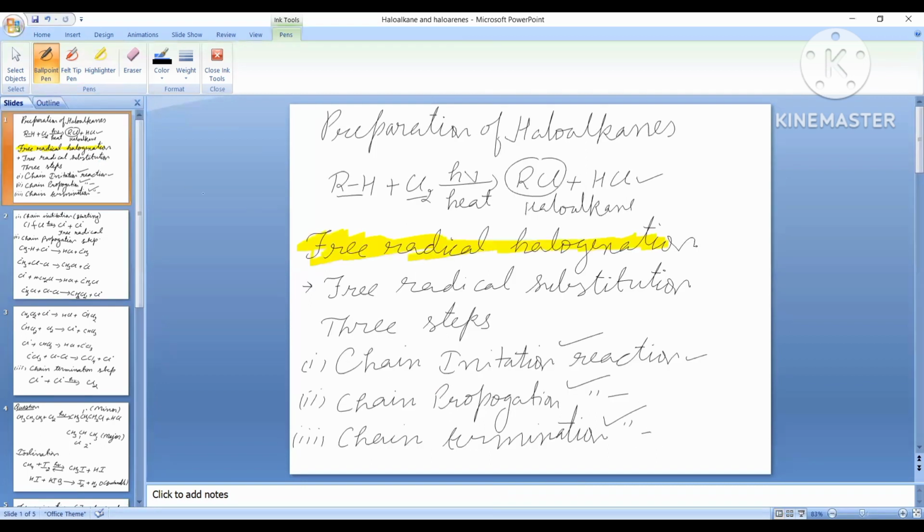In this reaction, no monohaloalkane will be formed alone because this reaction continues in the presence of light. This is the disadvantage of this reaction, so this can be asked as a question.